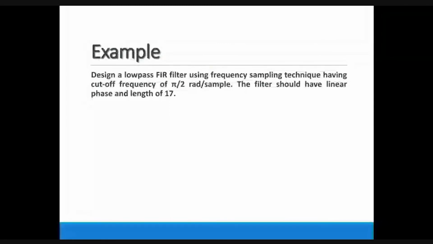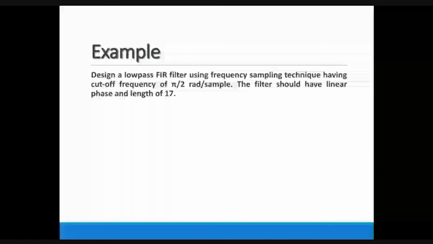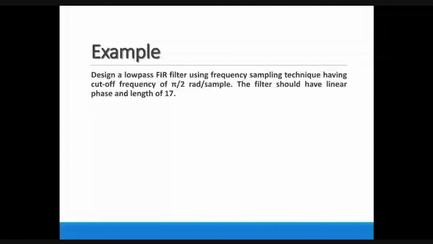Design a low pass filter using frequency sampling technique having cutoff frequency of pi by 2 radian per sample. The filter should have linear phase and length of 17. Here you have to design a low pass filter using frequency sampling technique having cutoff frequency pi by 2 radian per sample, with linear phase and filter length 17. Please write down the equations and try to find the answer of this example yourself.